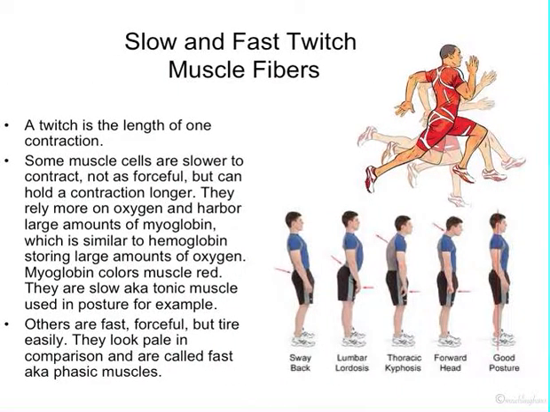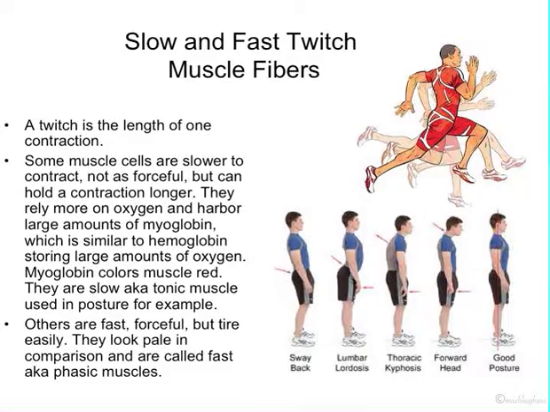And so we have different muscle fibers that do different things. A muscle twitch is the length of one muscle contraction. Some muscle cells are slower to contract. They're not as forceful, but they can hold a contraction much longer. They do this postural thing. Those muscles need to contract for hours, so they need oxygen. They harbor a large amount of myoglobin. And myoglobin is very similar to hemoglobin, and it can store a large amount of oxygen.